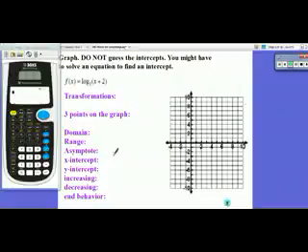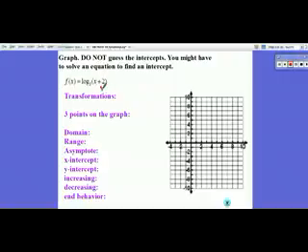Alright guys, we're going to graph and find some critical values of this log. I have log base 3 of x plus 2. First I see my transformations. I went left two. So that tells me that my asymptote is the line x equals negative 2. So at negative 2, I'm going to have a vertical asymptote that I cannot touch.